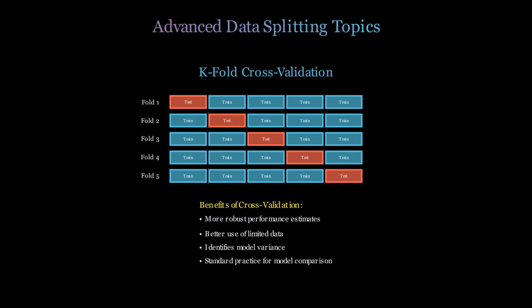Cross-validation provides several benefits. It gives more robust performance estimates by averaging across multiple folds. It makes better use of limited data since every sample serves as both training and test data. It helps identify model variance. High variance across folds indicates instability. It's become standard practice for comparing different models fairly.